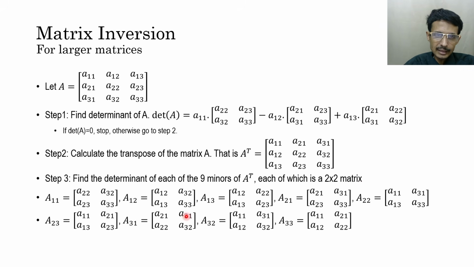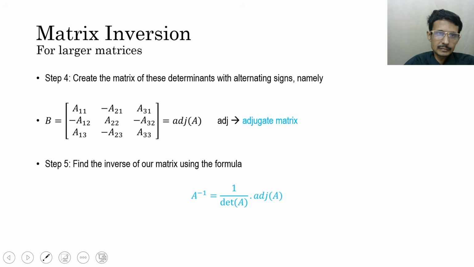Now these are the 9 minors of A transpose, each of which is a 2 cross 2 matrix. Then create the matrix of these determinants with alternating signs: A11, minus A21, A31, minus A12, A22, minus A32, A13, minus A23. This is called the adjugate matrix.